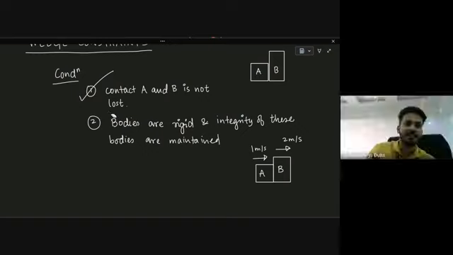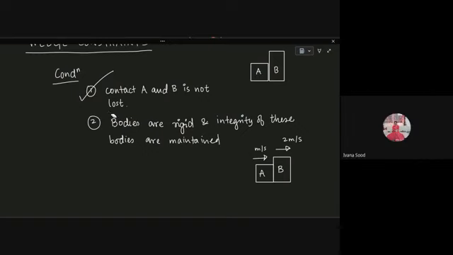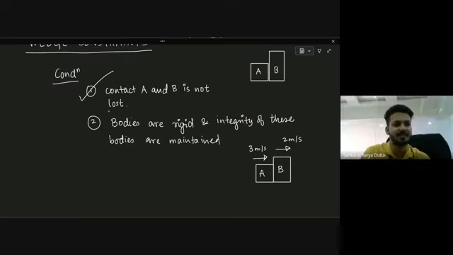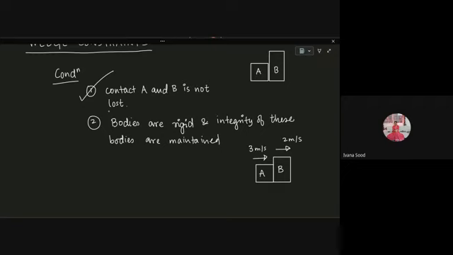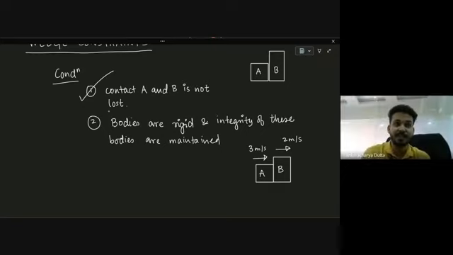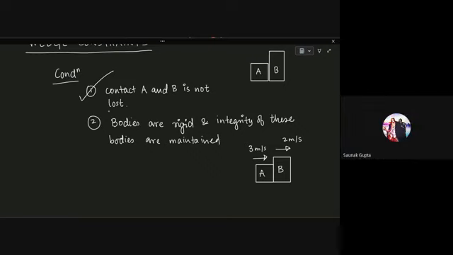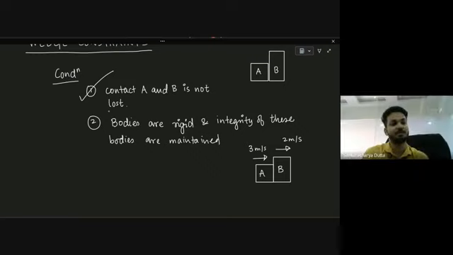Yes, sir. Okay, so they should not get separated. That's the condition, right? They should remain together. The contact between A and B is not lost. Okay, what if A starts traveling with 3 meters per second? So the velocity of B will increase. B will be 3. No. What if B is 2 and A is 3?